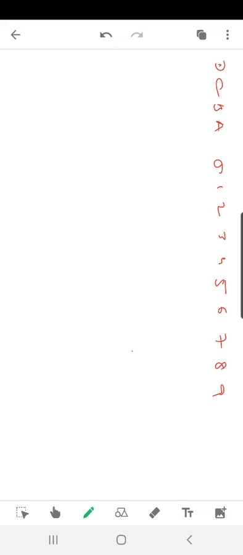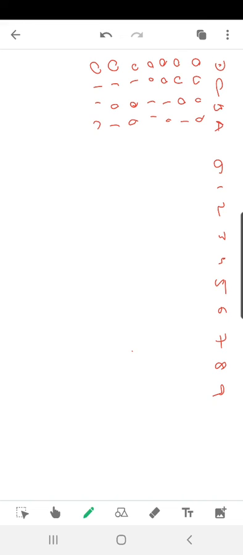Which will be 0000, then 0001, then 0010, 0011, 0100, 0101, 0110, 0111, then 1000, then 1001. So these are our BCD inputs.